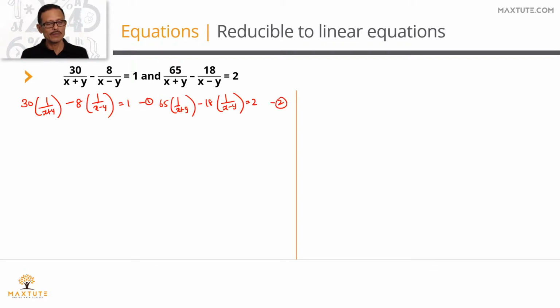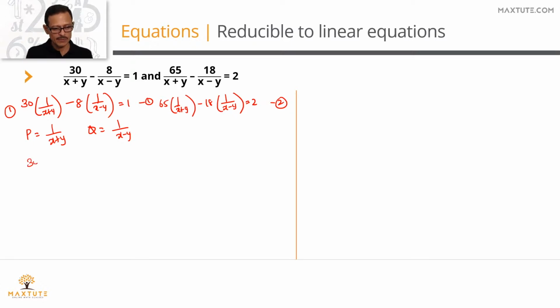Look at it. This has got a 1 by x plus y, so has the second equation. This equation has got a 1 by x minus y component, so has the second equation. So reducing it to a pair of linear equations in two other variables, we're going to do it by assigning, this is step number 1 actually for us, p to be equal to 1 by x plus y and q to be equal to 1 by x minus y. So let's rewrite both these equations 1 and 2, replacing 1 by x plus y with p and 1 by x minus y with q.